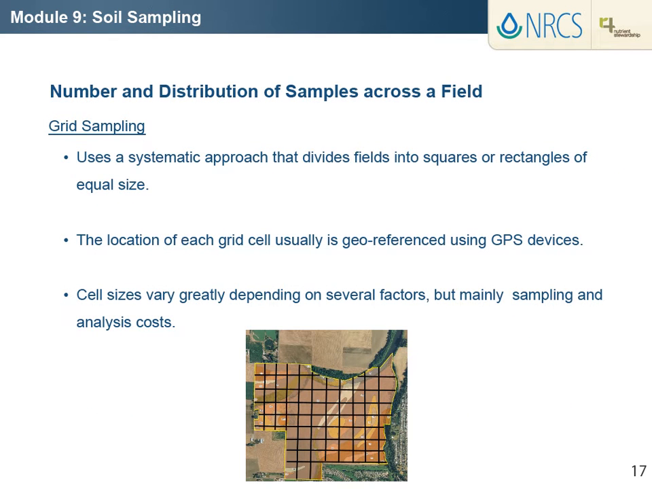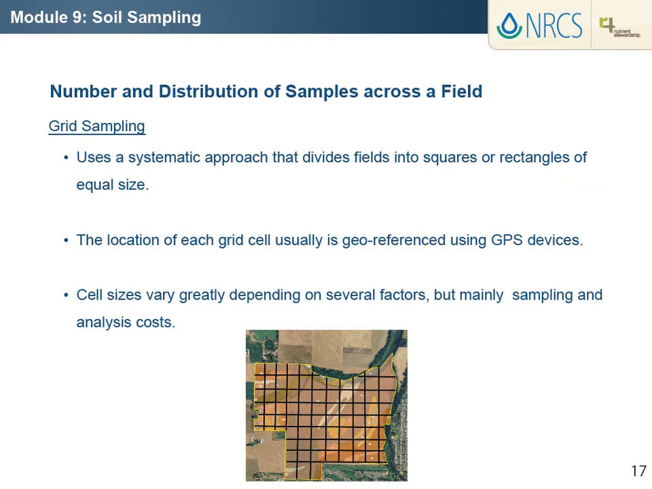Grid sampling uses a systematic approach that divides fields into squares or rectangles of equal size, usually referred to as cells. The location of each grid cell is usually georeferenced using GPS devices. The cell size varies greatly depending on subjective factors, which among others include sampling and testing costs.